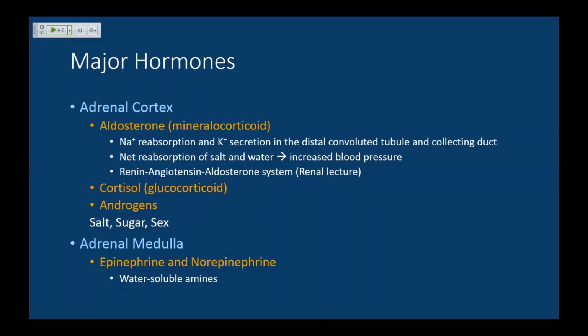Okay, the adrenal medulla is something we talked about in the nervous system lecture, because the adrenal medulla is actually modified neural tissue, and it's involved in the sympathetic response. So it is responsible for the production of epinephrine and norepinephrine, which are the water-soluble amines that act more like peptides. Okay, and they mediate the sympathetic response.